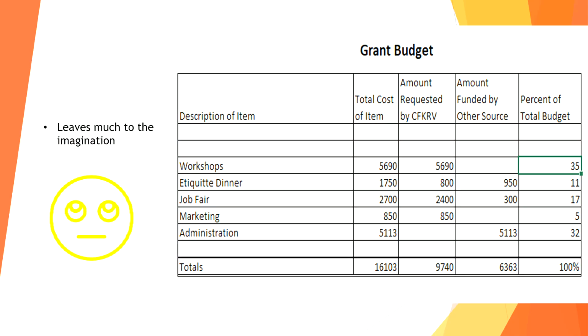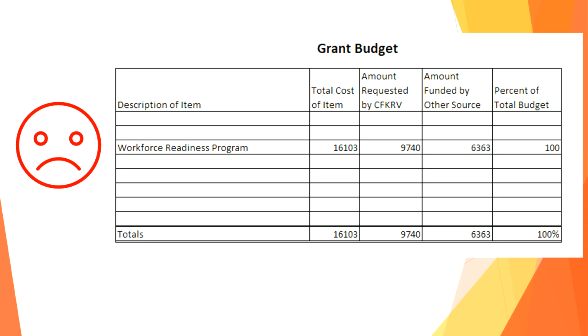This is an example of an OK grant budget. You see that they do have different sections. Everything's filled in, but it leaves a lot to the imagination. For instance, with workshops, it doesn't say the different topics or the supplies needed, things like that. And then this is an example of a bad budget. It just says the workforce readiness program, which is just saying this is our project budget. It's not giving us anything.